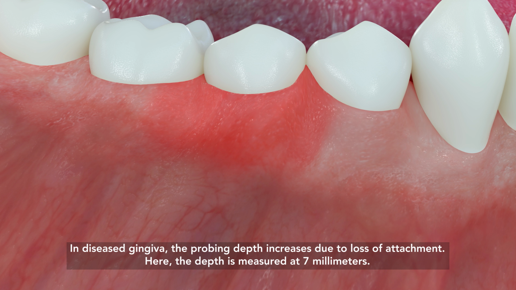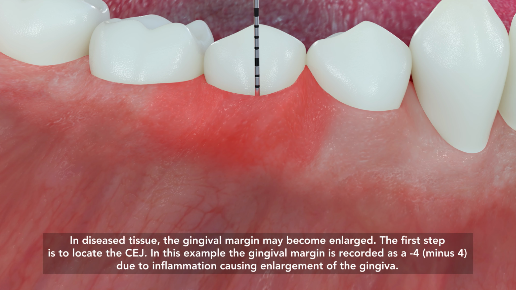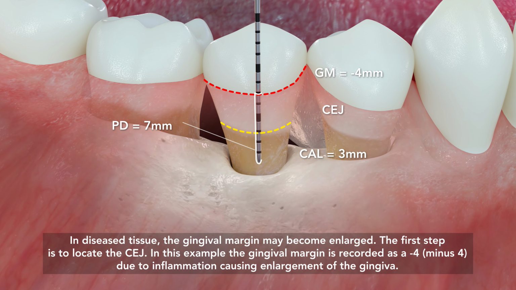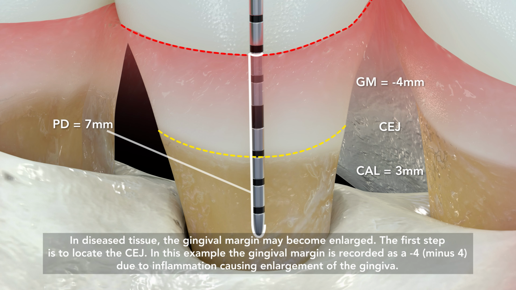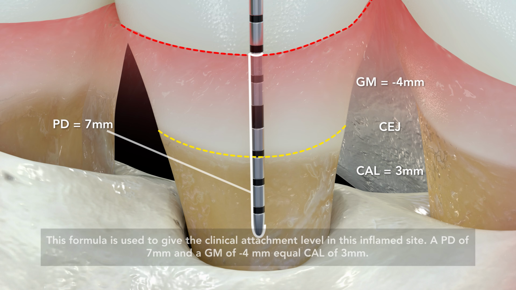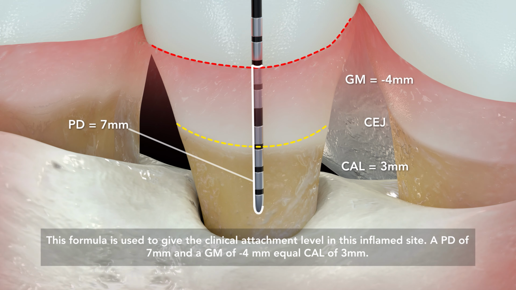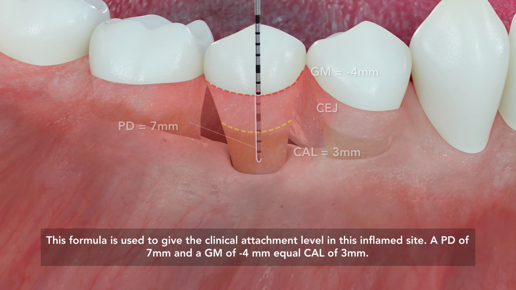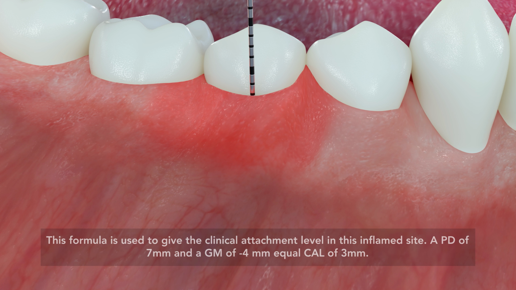In diseased gingiva, the probing depth increases due to loss of attachment. Here, the depth is measured at 7 millimeters. In diseased tissue, the gingival margin may become enlarged. The first step is to locate the CEJ. In this example, the gingival margin is recorded as negative or -4 due to inflammation causing enlargement of the gingiva. This formula is used to give the clinical attachment level in this inflamed site: a probing depth of 7 millimeters and a gingival margin of -4 millimeters equal a clinical attachment level of 3 millimeters.